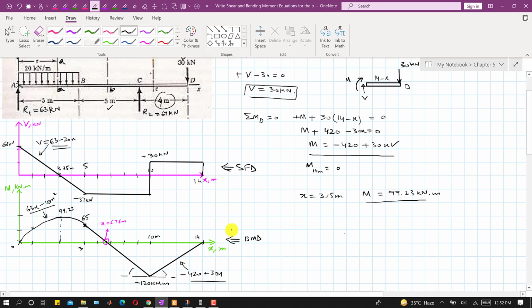I hope this will help you in learning how to draw the shear force and bending moment diagram.